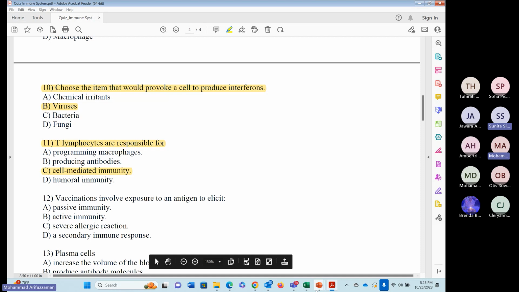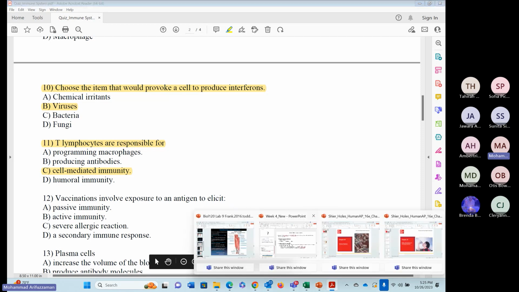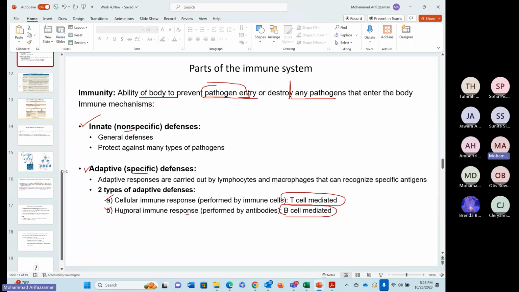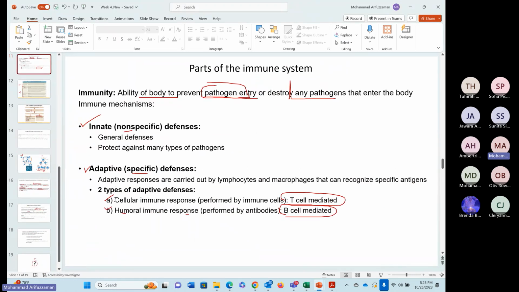Again, I repeat, this is a very important question actually. You can see here the classification of immunity: the cellular immunity which is performed by T lymphocytes, and the humoral immune response by B cells. The B cell differentiates into plasma cells and produces antibodies. So these are the types of adaptive defense system.